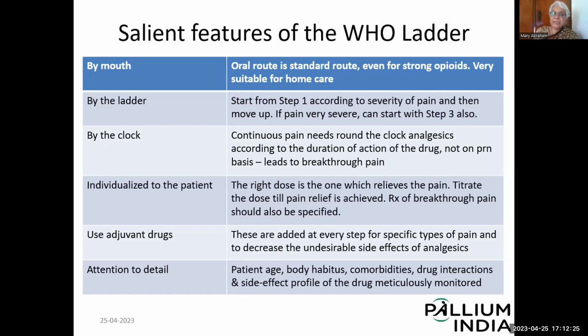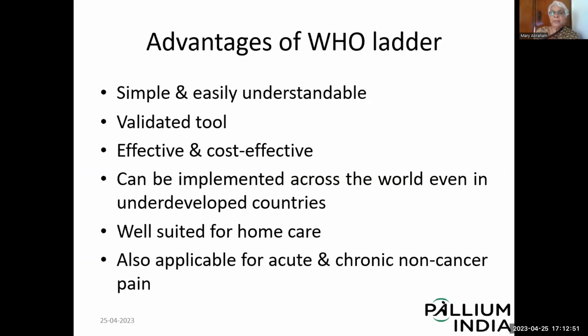The other characteristic is that you use adjuvant drugs, which I've shown that at every step you can add, for different types of pain other than nociceptive pain, or to decrease the undesirable side effects of the analgesic. And attention to detail is very important. The patient's age, the body habitus, the comorbidities, the body weight, the side effect profile, everything has to be meticulously monitored. Now, the advantages of the WHO ladder are that it is simple and very easily understood. It's a validated tool, which means it has been found to be effective, and it is also very cost effective.